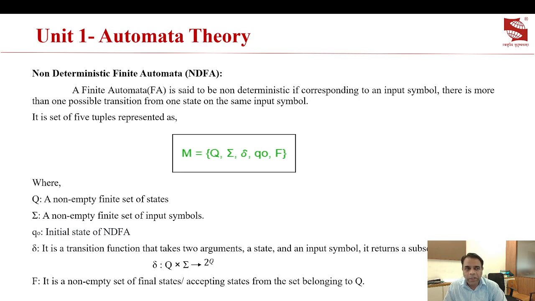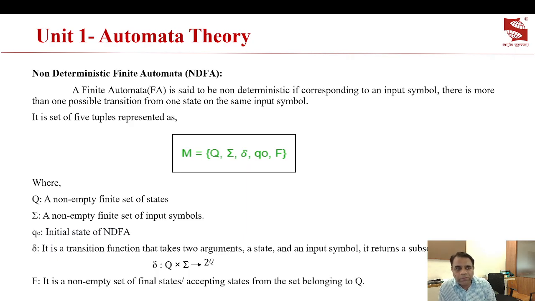Now for defining the non-deterministic finite automata, again the same five tuples are there. The major difference will occur when we are talking about the transition function. Capital Q will be the finite set of states, Sigma will be the input symbols, delta will be the transition function, and the difference between DFA and NFA can be represented using the transition function only. Q naught will be the initial state, and F will be the final or accepting state.